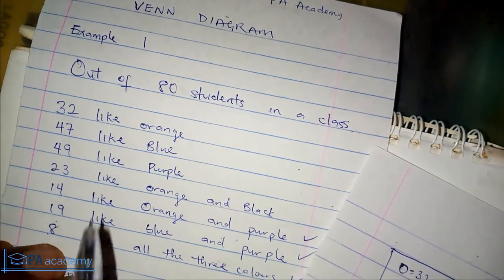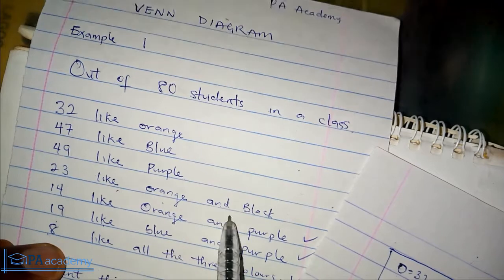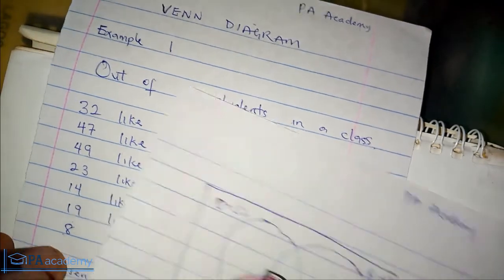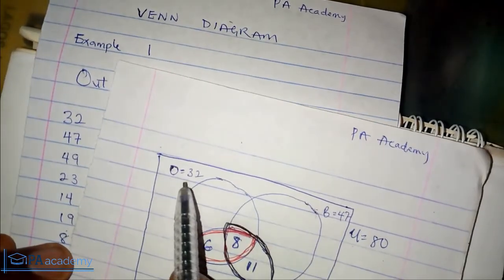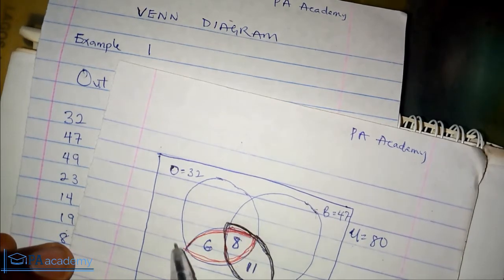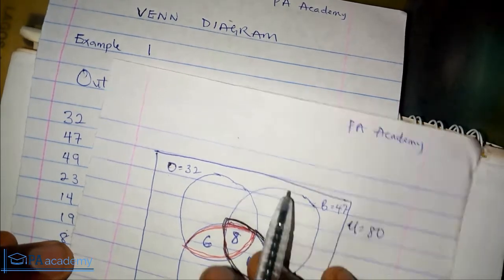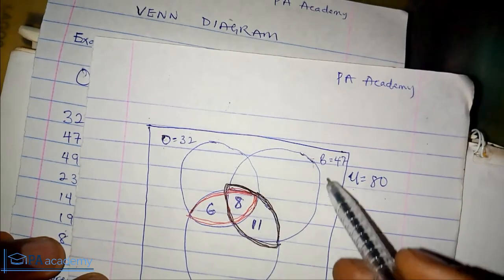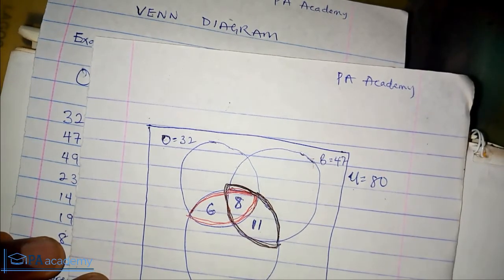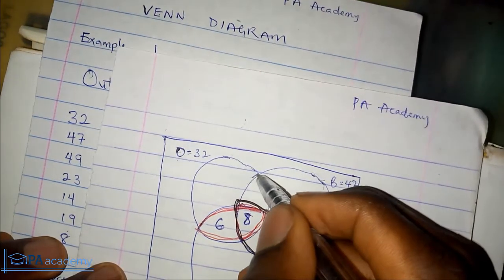So the next one is what? 23 likes orange and black. So let's look at the section for orange and black. Now for orange and black, this is the circle for orange, and this is the circle that represents that of black. Now the part that joins them together is this one.